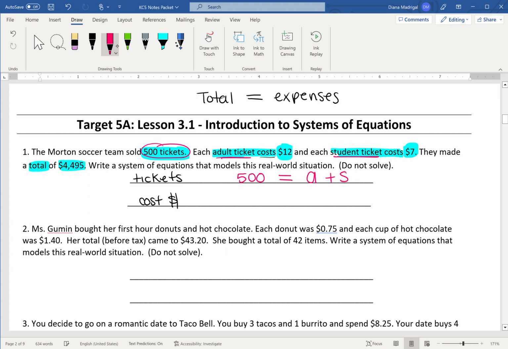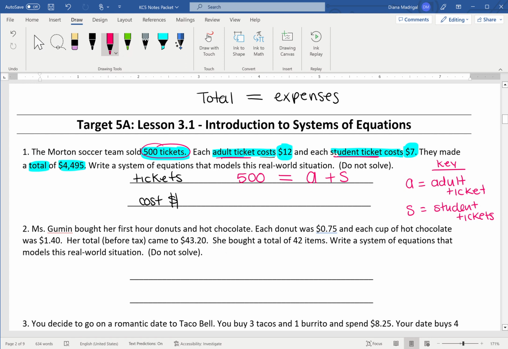And remember, I told you, you need to make a key for your variables. I'm using A because I need to represent adult tickets. I don't know how many adult tickets I'm going to have. I'm going to use S for student tickets. Once again, I have 500 tickets in total. Where am I getting those tickets from? The adults and students.